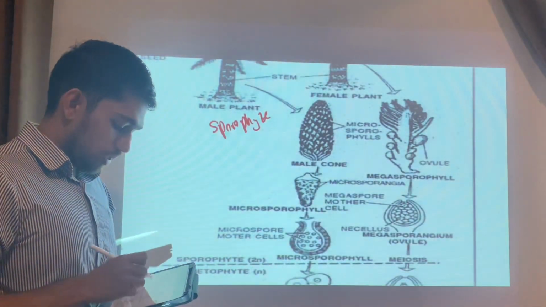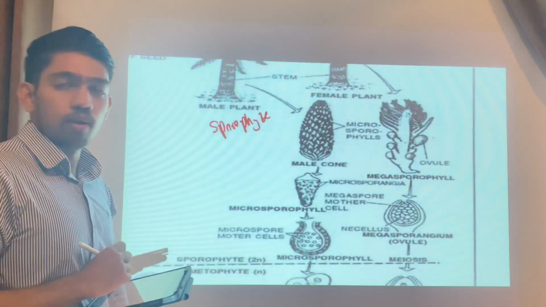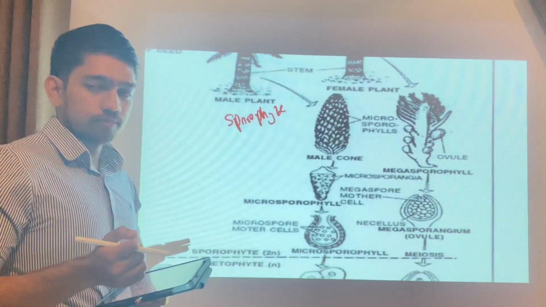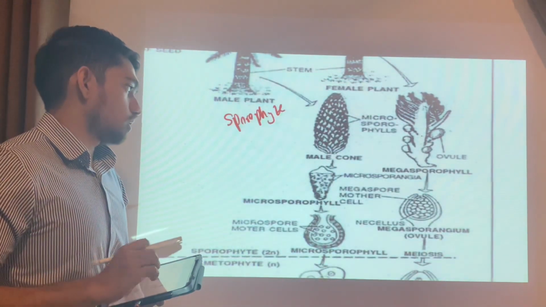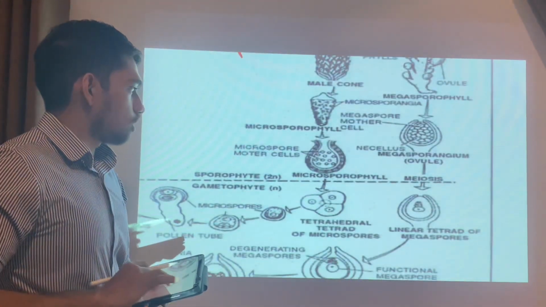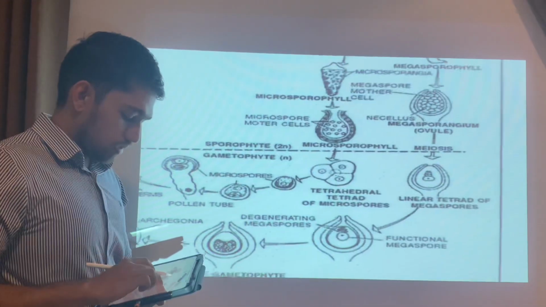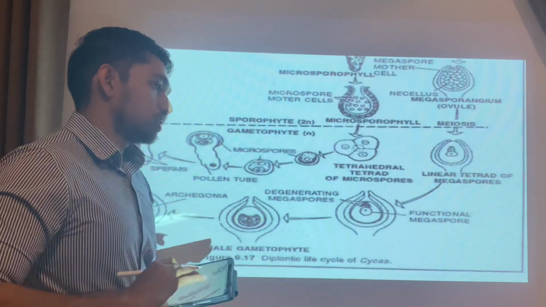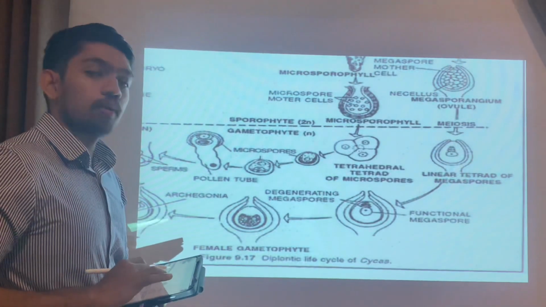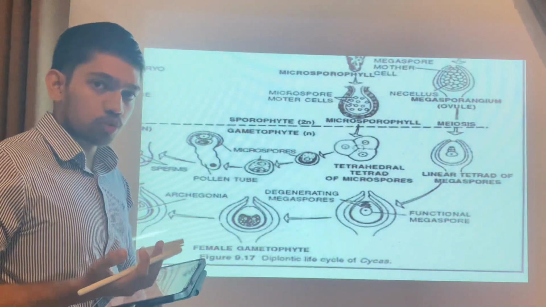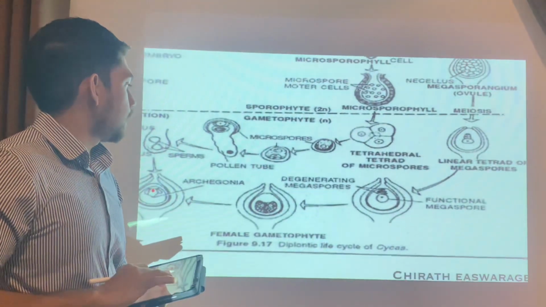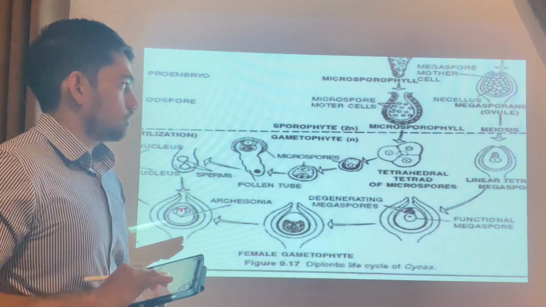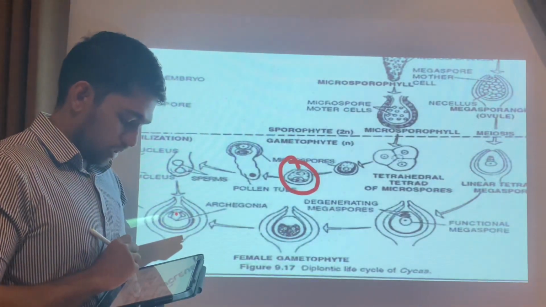The male plant will produce a male cone of microsporophylls. Microsporophylls are specialized leaves that bear microsporangia. In the microsporophylls we have microsporangia. In microsporangia we have microspore mother cells, and the microspore mother cells will produce microspores, and these microspores will produce a male gametophyte that will be known as your pollen grain, right? So this is a pollen grain.